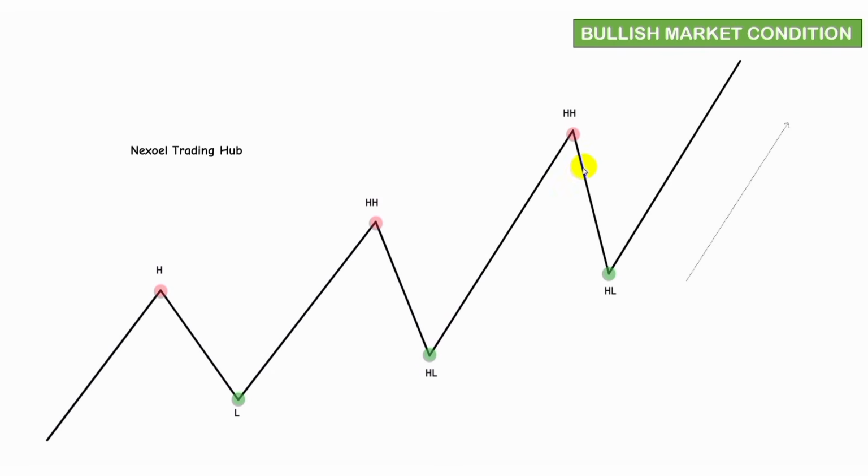And then we have the pullback to the downside creating a new higher low, because this low point is higher than the previous low points. So this is a bullish market condition.